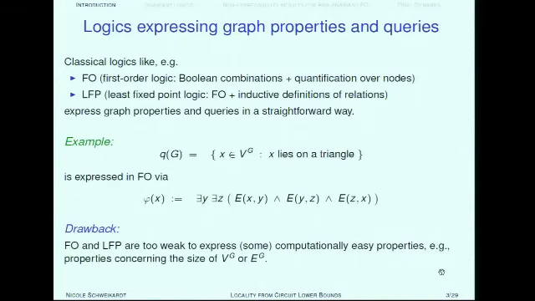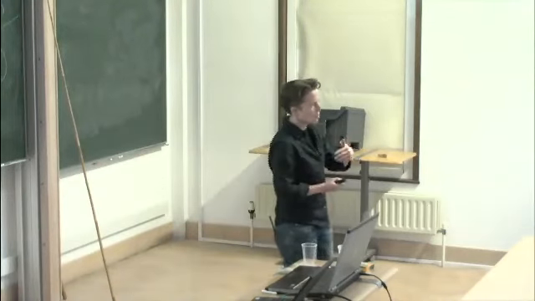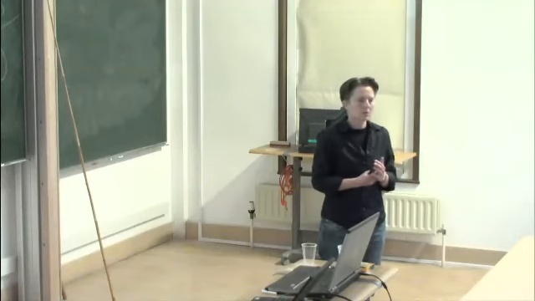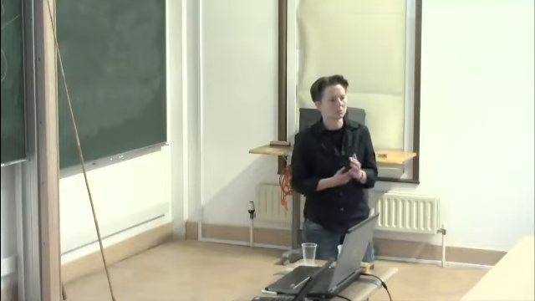But the drawback, if we look at these logics like first order or least fixed point logic, is that they are too weak to express some properties that are computationally very easy. Like parity of the universe or parity of the number of edges of a graph cannot be expressed by LFP. On the other hand, if you go over to more expressive logics like second order logic or existential second order logic, you can also express properties that are really hard, like NP-complete problems.